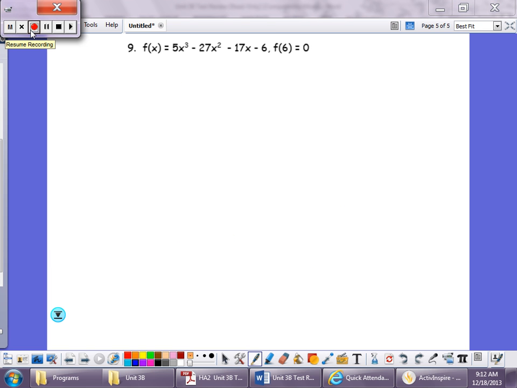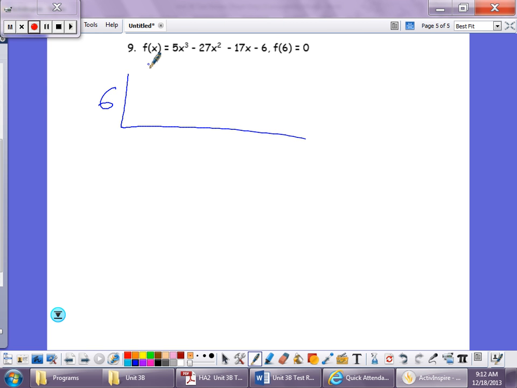Okay, so number 9 asks you to factor and find the zeros, I believe. Anytime they give you a 0, okay, and they ask you to factor and solve, chances are you're going to be doing synthetic division, okay? So they tell you 6 is a solution. So I'm going to use that.